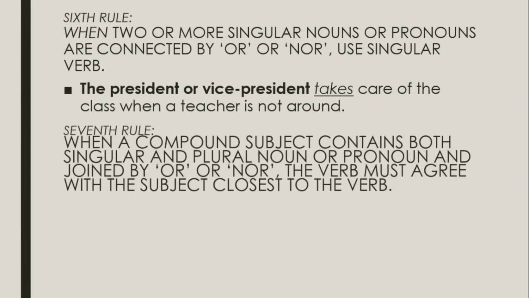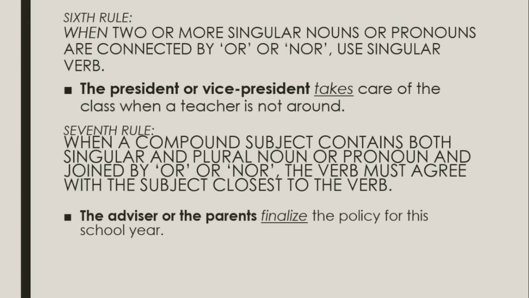For the seventh rule, when a compound subject contains both a singular and a plural noun or pronoun joined by or or nor, the verb must agree with the subject closest to the verb. This one is one of the trickiest, or the most confusing, parts of subject-verb agreement because it is a combination of singular and plural subjects. But with this rule, it is very simple. You only need to consider which one is the closest to the verb.